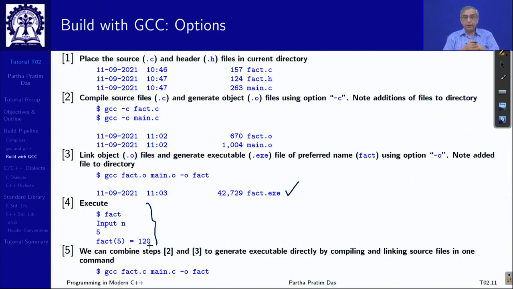Now, I can also combine these steps together by giving multiple source files, translation units, to the command line in one go. GCC fact.c main.c will tell GCC to compile, generate object files, and then link them all together to generate a binary. So, this can be done in a simpler way like this, in one step.